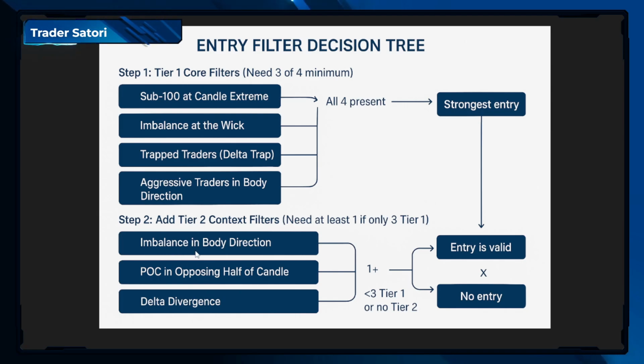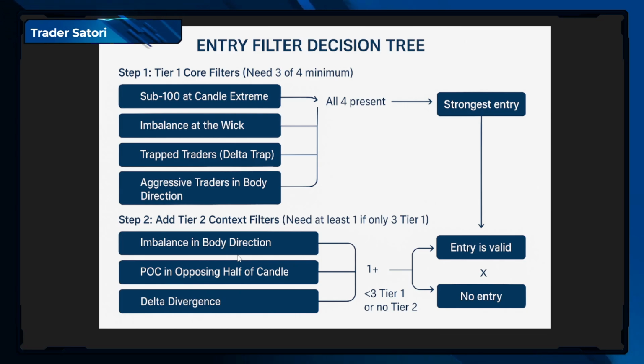The tier 2 context that we need is an imbalance in the body direction. Say we're looking for a bearish candle again, we need to start seeing bearish imbalances within the lower half of the candle, or anywhere within the candle, to be honest. We would also like to see a POC in the opposing half of the candle. So for a bearish candle, we want to see the POC in the upper half of that candle, showing the absorption at the upper half. After that, delta divergence is if we've got a bearish candle, the delta is bullish. That is a delta divergence, and that is exactly what we need.